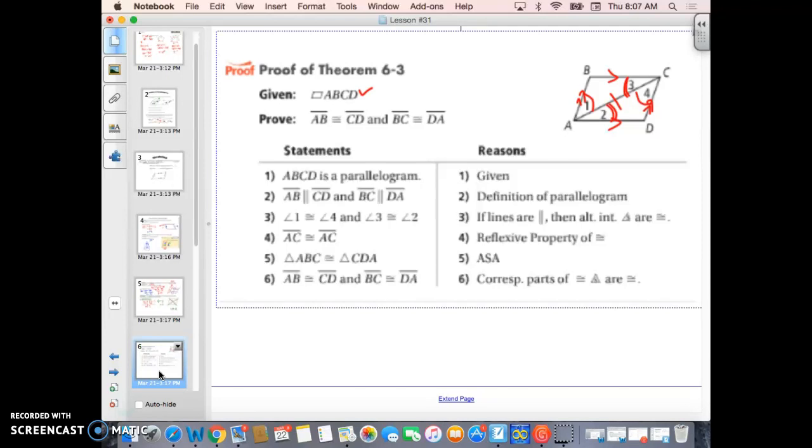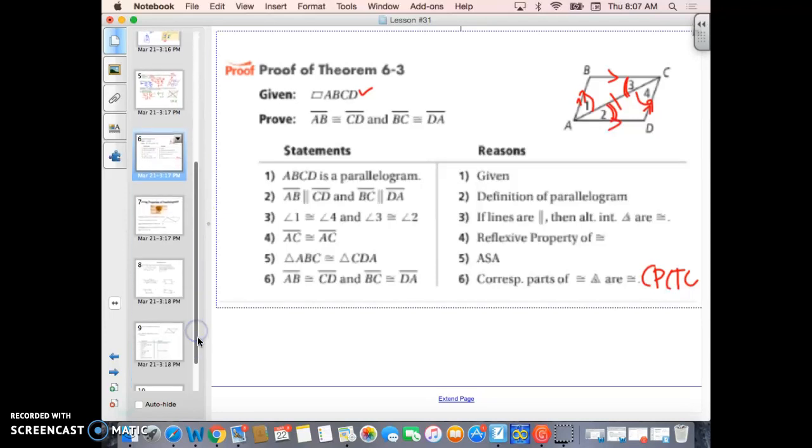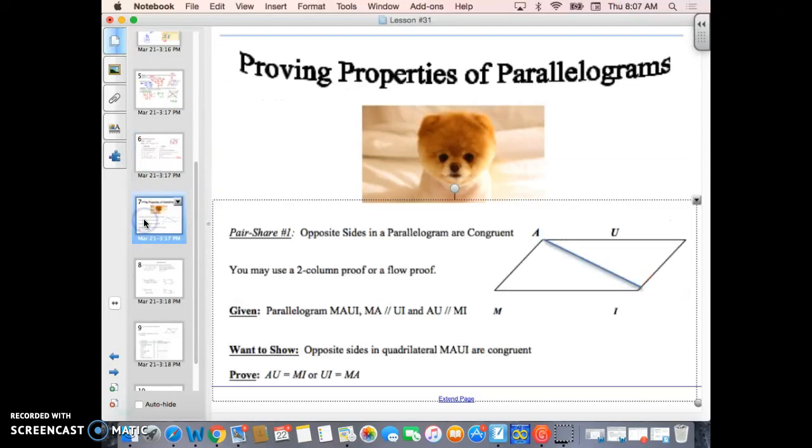So we know that these two triangles are congruent using ASA. So now we can go back and say these sides are all congruent because of CPCTC. Corresponding parts of congruent triangles are congruent. So we're kind of putting it all together in this proof. You might want to reference this because most parallelograms, if they're given a diagonal, will use these reasons for their proofs.